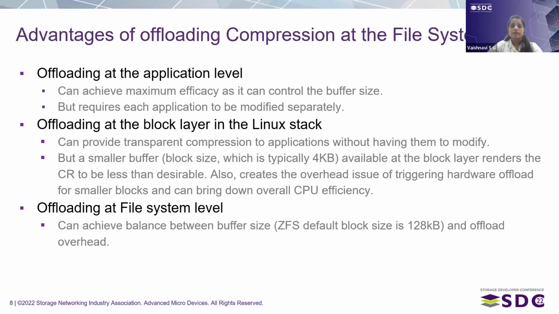The file system level compression also provides transparent compression to applications to achieve the desired cost savings. The larger buffer size also results in higher compression ratios. We therefore chose ZFS to offload compression.